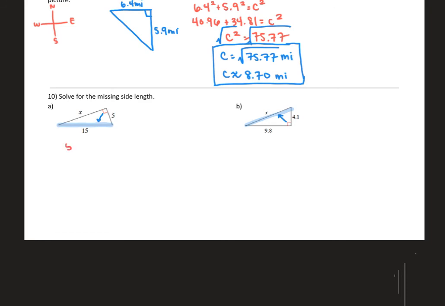So setting this one up, we have 5 squared plus x squared equals 15 squared. So that's 25 plus x squared equals 225. And then we're going to subtract 25 from both sides. So we have x squared is equal to 200. And then square root both sides. So my exact answer is square root of 200. And then to get my approximate, we put that in our calculator. Square root of 200 is about 14.14.